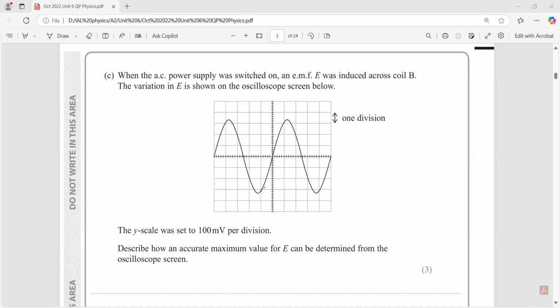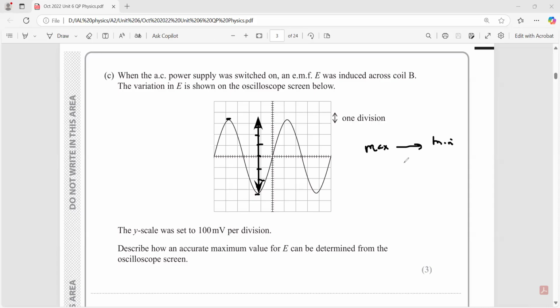So how can we measure? The best way: if I directly measure the height, it will be a shorter distance. So I will measure a distance from the maximum to the minimum, so that I have a longer distance to measure. I count the number of boxes, how many divisions there are: 1, 2, 3, 4, 5, 6. So we measure the distance from maximum to minimum.